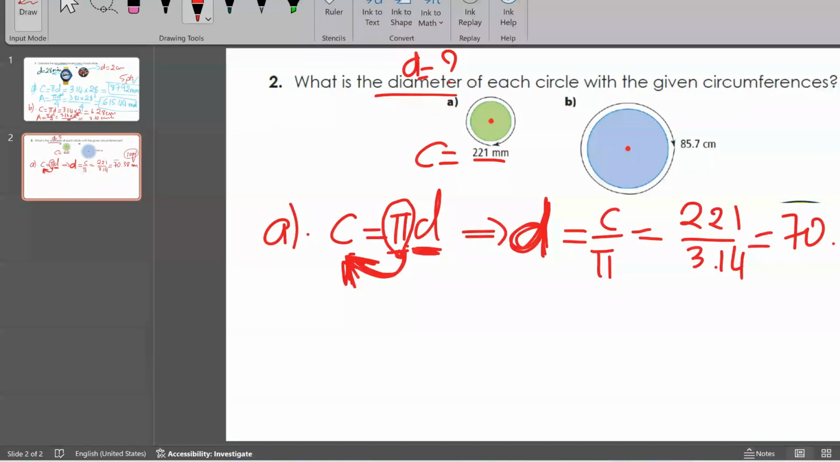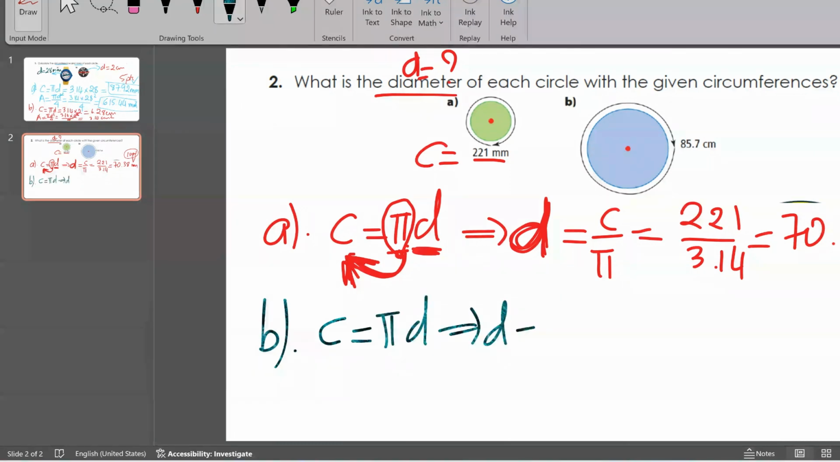Okay, so let's check for B. Similarly, circumference equal to pi times d, then d equal to the circumference divided by pi.